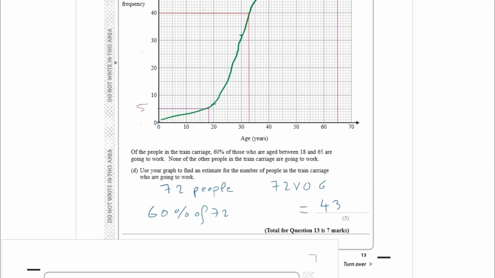Again, you'll get marks for completing your graph accurately. You'll get marks for doing a nice estimate. And if you're within 1 point of the right number of people, you should be okay.